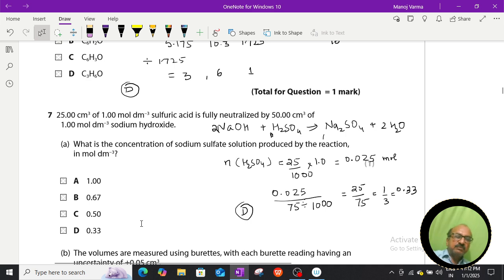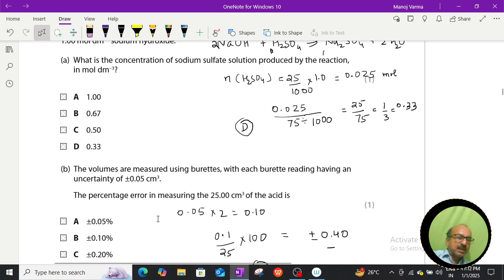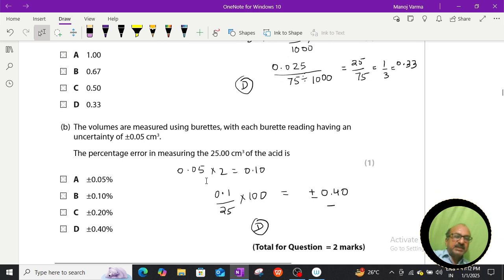So hope you understood. If not, go through the method and the solution once again. Okay, now here the volumes are measured using burettes, with each burette reading having an uncertainty of 0.05 centimeter cube. The percentage error in measuring 25 centimeter cube of the acid.